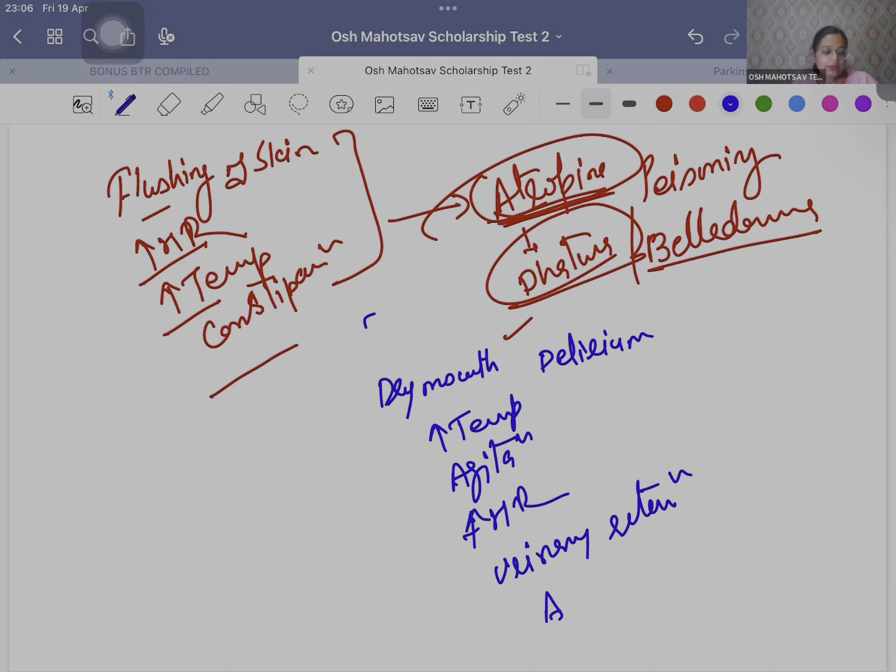Okay, if they just ask you about the antiemetic effect, and they mention early cases, then we can use ondansetron. If late cases, then we can use aprepitant.